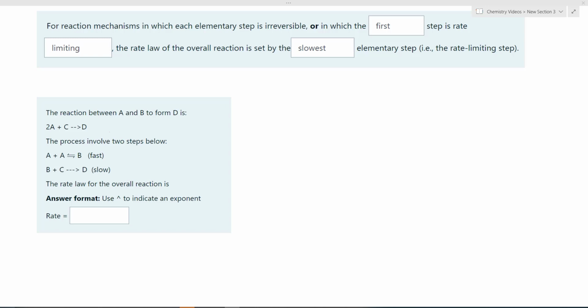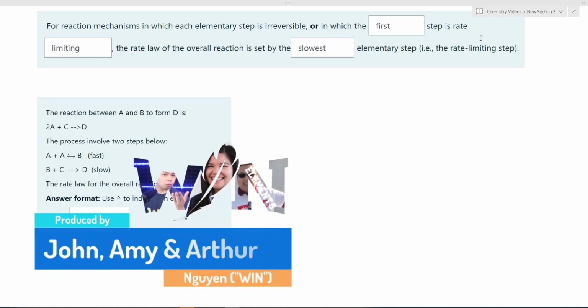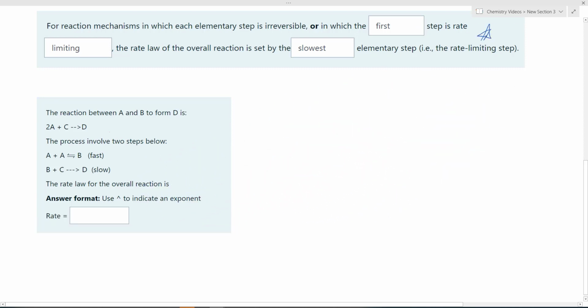In the previous lesson, we learned how to write the rate law for the overall reaction based on the elementary step by applying these rules right here. That is, each elementary step is irreversible. That means it only goes one direction, or the first step is the limiting step, which is the slowest one. But in this case, we are going to look at a situation where this rule does not apply.